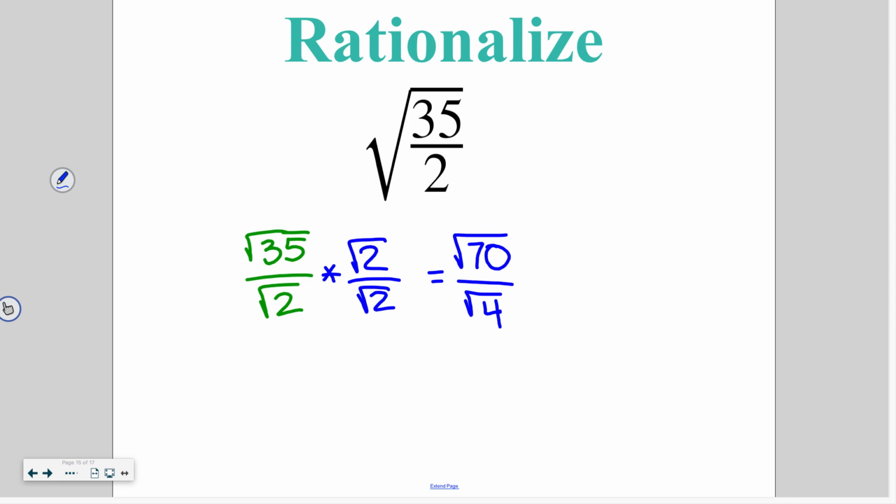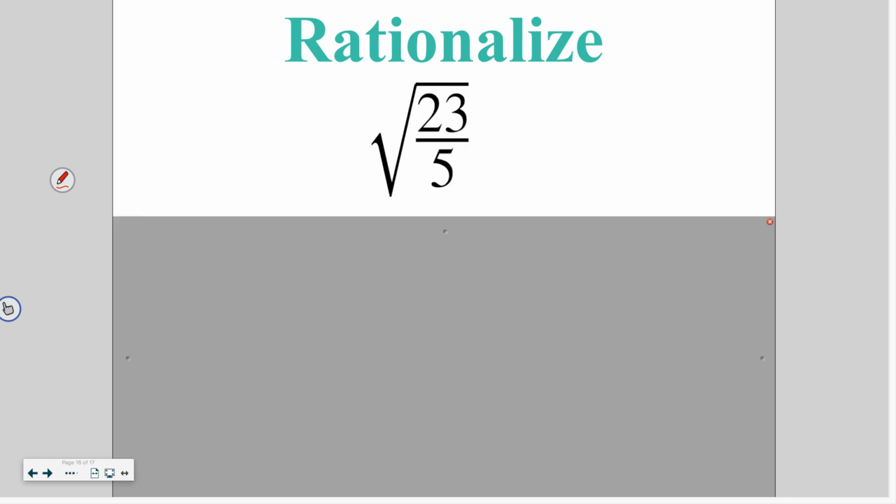Now I double check to see if there is anything I can solve here. I can solve the square root of 4, which gives me an answer of 2 on the bottom. And then I have square root of 70 up top. So now we're going to go ahead and check, can 70 be divided by any of the perfect squares? It cannot, so our final answer is square root of 70 over 2. Go ahead and try this one on your own, pausing and resuming the video when you are ready to go.